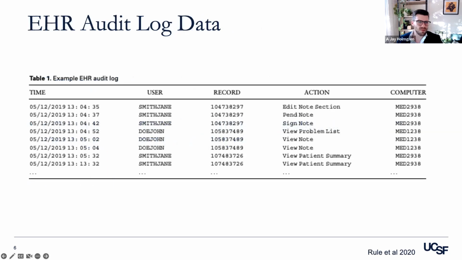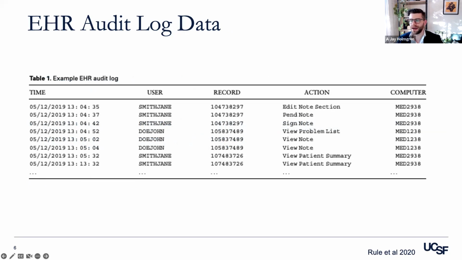To give you a small sense of what an actual audit log looks like in its raw data, this study by Adam Rule and some colleagues that came out in 2020 in the Journal of the American Medical Informatics Association gives a little bit of an example. So essentially, these are timestamps where you can see the exact time, the exact user, the patient record they're in, and what action they completed, as well as what workstation they completed it at.